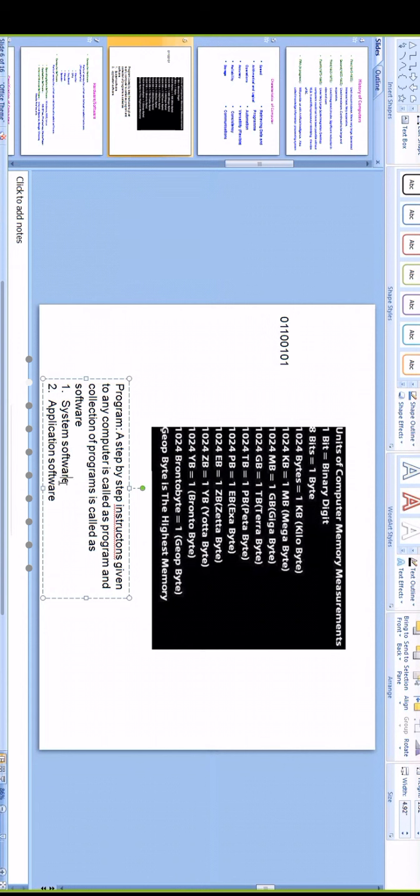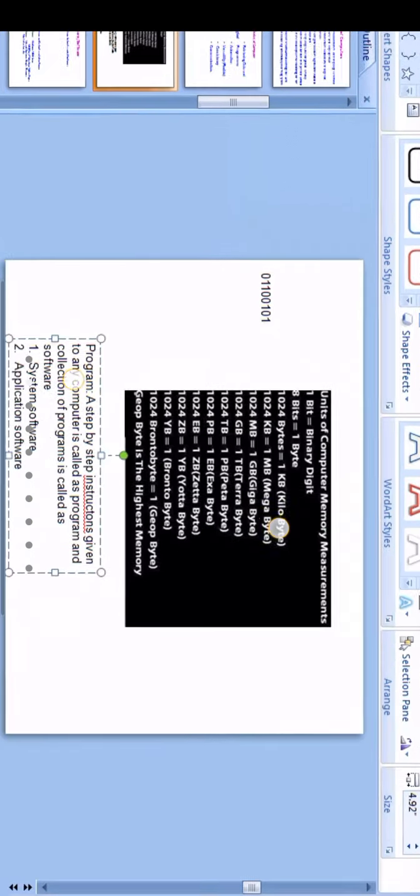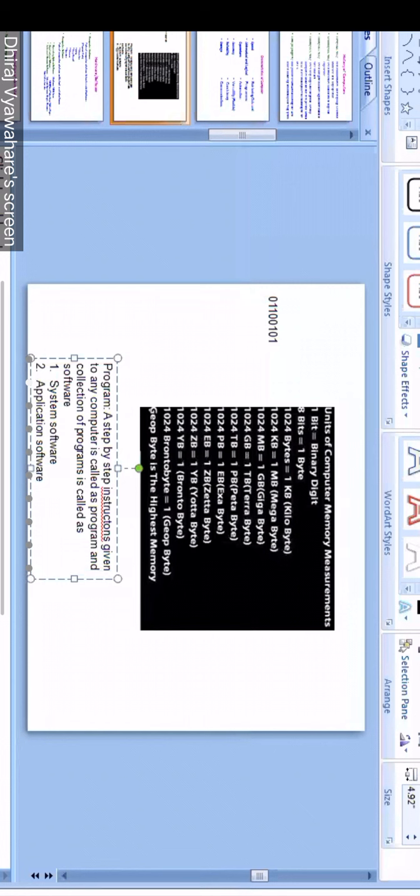What is system software? If suppose in your mobile, what kind of operating system do you have? Android. What is the version of that? Android 11. Who has developed Android?